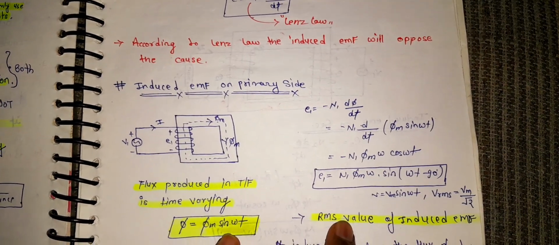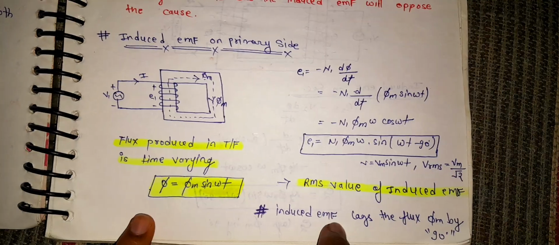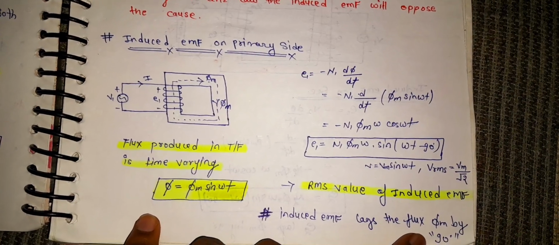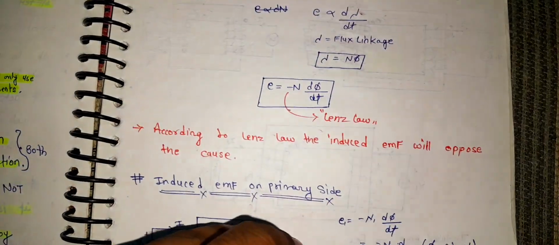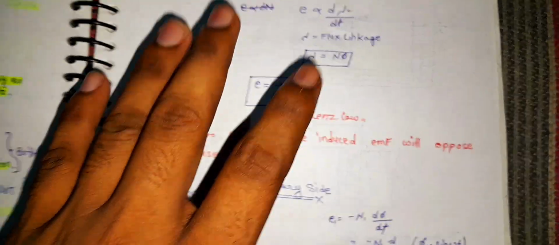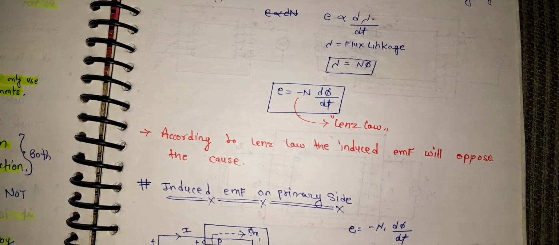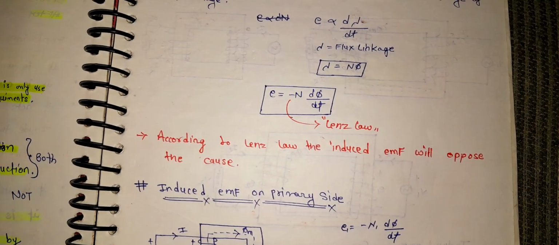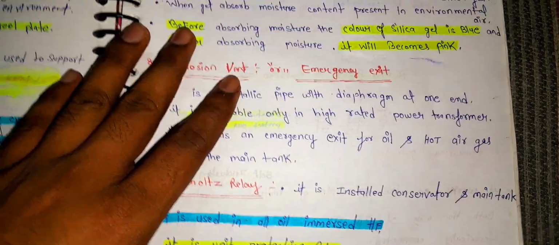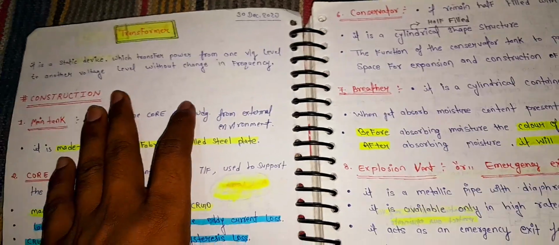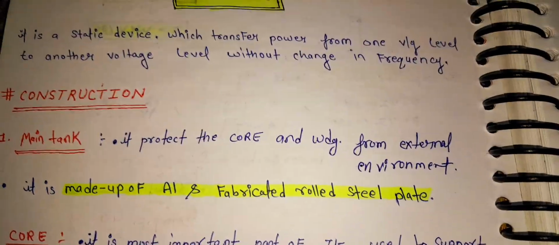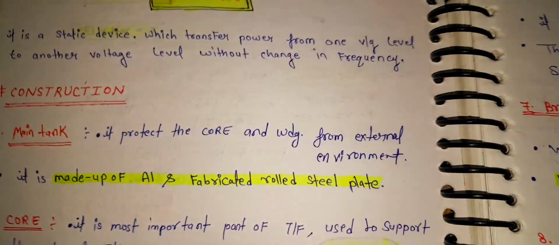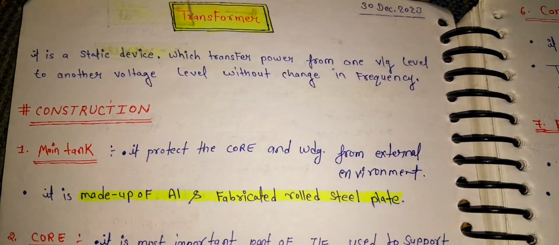This gives the RMS value of the induced EMF. So the induced EMF lags the flux phi m by 90 degrees. A transformer works on Faraday's law and Lenz's law, because Faraday has two laws. Now we talk about the basic construction of a transformer.